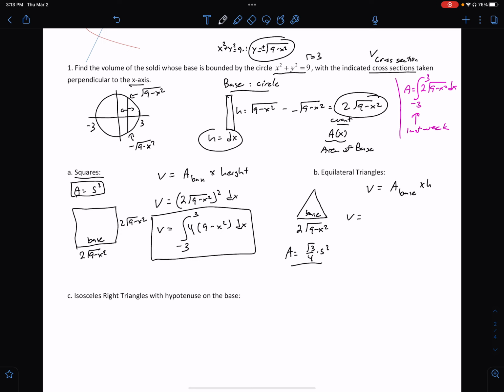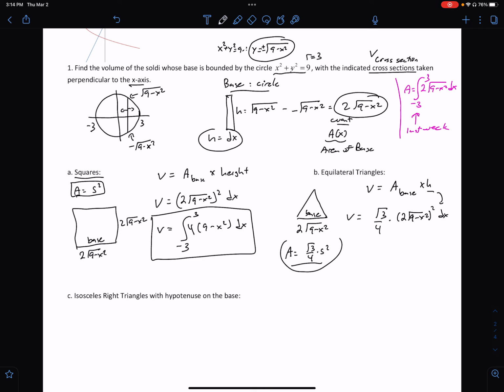So I'm just going to plug it in. You don't have to memorize this. We'll give it to you. We're nice. We're going to take the square root of 3 over 4 times our side, which was this 2 times the square root of 9 minus x squared, squared. Our height is just going to be dx.